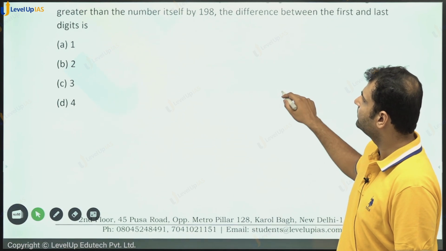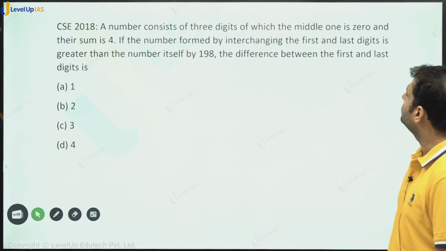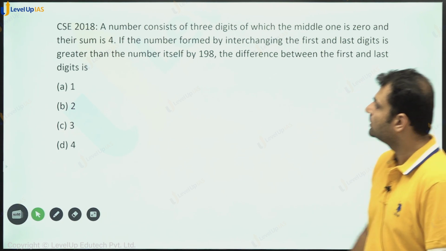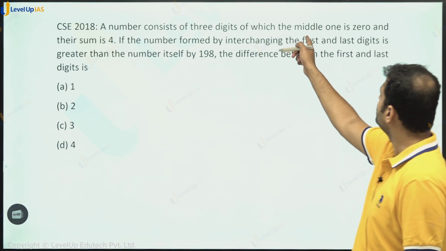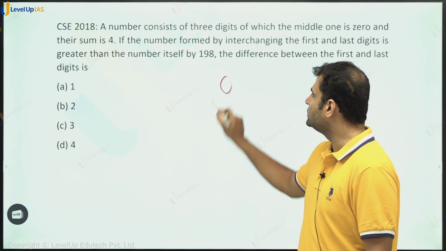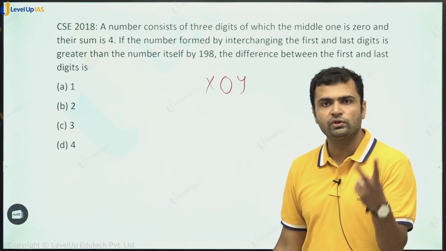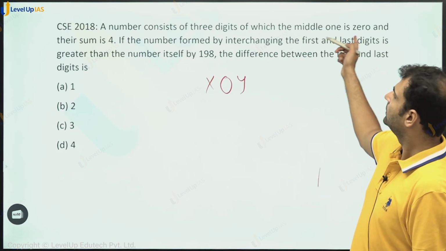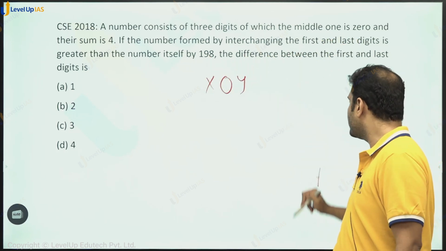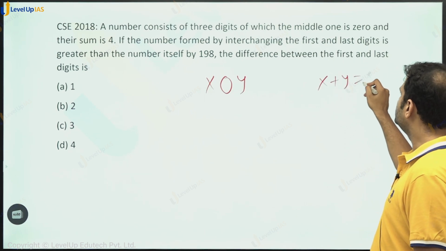Last question for the day. Number consists of 3 digits, of which middle is 0 and their sum is 4. Fine. Number consists of 3 digits, of which middle one is 0. बीच वाला number 0 है, दिया है. So let other two be x and y. So there are two unknowns, x and y. This is a 3-digit number. And what is given? The sum is 4. Sum of digits क्या है? x plus 0 plus y, meaning x plus y only is equal to 4.